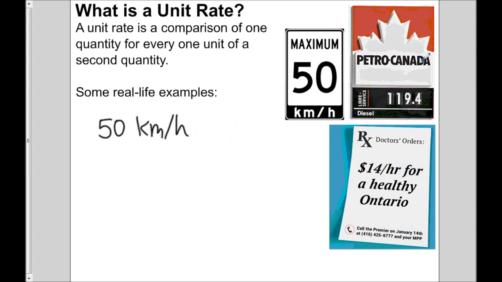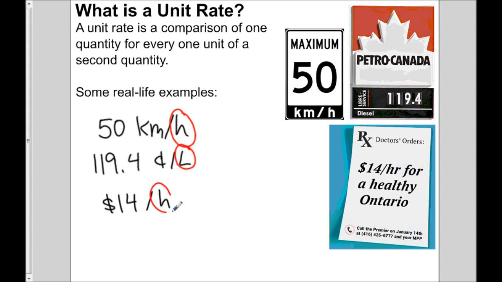Over here, that's a gas price, and in Canada, gas prices are written as cents per liter. And also here is an example of a wage. In this case, it's $14 per hour. We notice here that every single unit at the end has only one of them. It's kilometers per hour, or cents per liter, or dollars per hour, for every 1 hour or 1 liter. So the comparison is one quantity for every 1 unit of a second quantity.